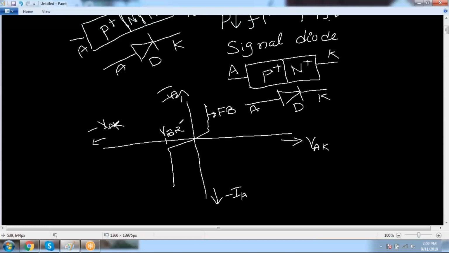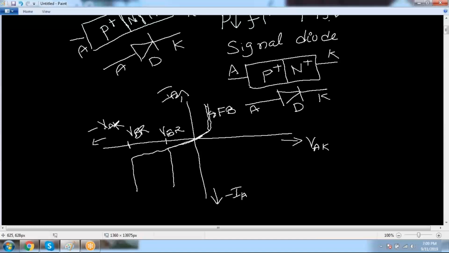So I need to concentrate on the power diode. If you take the power diode characteristics, they are almost the same as the signal diode characteristics in forward bias. But where will you find the difference? The difference you find during reverse blocking, the reverse bias characteristics. Now, this is the reverse breakdown voltage of the power diode.